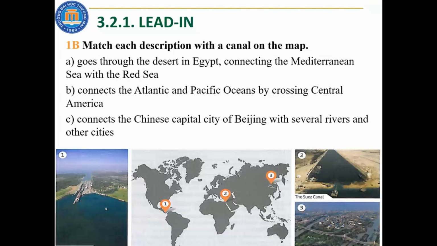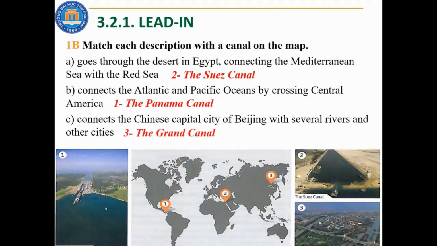Which canal goes through the desert in Egypt, connecting the Mediterranean Sea with the Red Sea? It is the Suez Canal, right? And which canal connects the Atlantic and Pacific Oceans by crossing Central America? Alright, this is the Panama Canal. And which one connects the Chinese capital city of Beijing with several rivers and other cities? This is the Grand Canal. Alright.